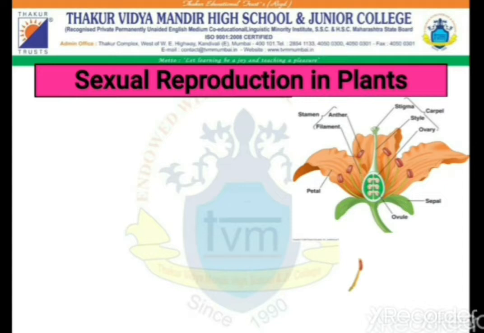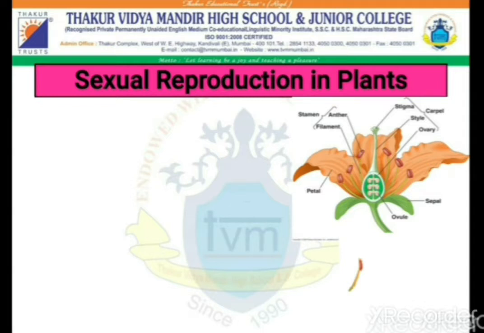Sexual reproduction is a reproduction where there is an involvement of male and female gametes, because without the union of male and female gametes, this reproduction is impossible. So in sexual reproduction, first of all, we will discuss the male reproductive part and the female reproductive part. Then we will come to fertilization. So in plants, in the same way, first of all, we will start with the male reproductive part and the female reproductive part.